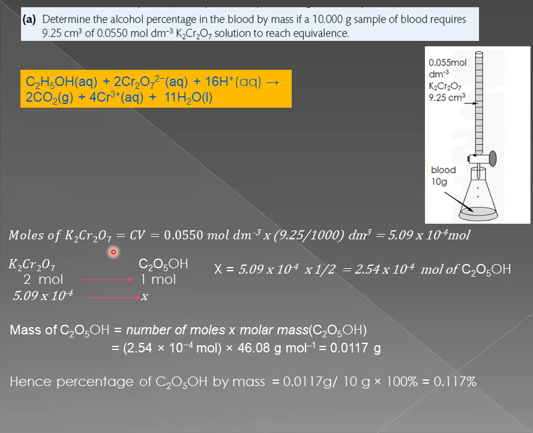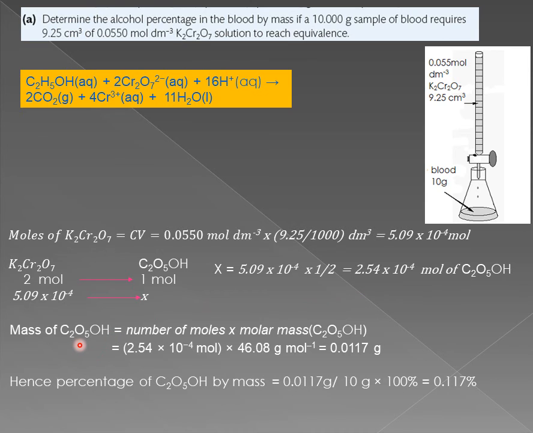So moles of potassium dichromate again equals C times V, the concentration times the volume, dividing the volume by 1000, same as in the previous equation, to convert it into decimeter cubic. It will give you the number of moles. Then based on the equation, 2 dichromate react with 1 mole ethanol. Look, 1 mole ethanol here. So this is the number of moles calculated. How many moles of ethanol in that case? Cross multiplication, this number times 1 divided by 2. So it will give us this number of moles of ethanol. Easy.